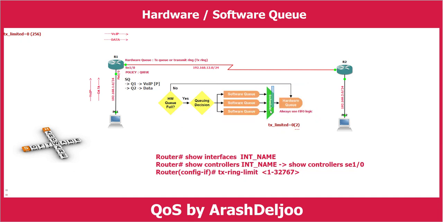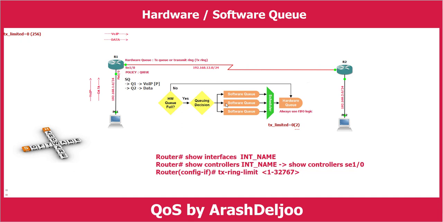A scheduler has the responsibility of taking the packets from the queues according to our policy. After that, it can push them to the hardware queue, and from the hardware queue the traffic is going to be serialized and then sent on the serial 10. This is the story of the hardware queue and the software queue.